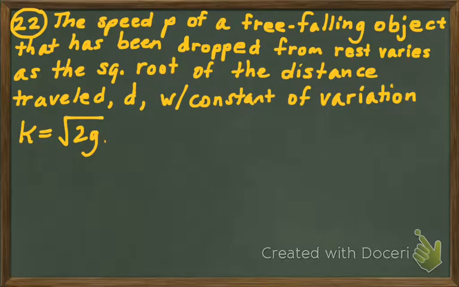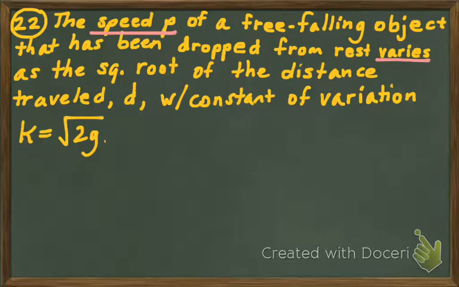Then on number 22, we are given that the speed P of a free-falling object that has been dropped from rest varies as the square root of the distance traveled d with constant of variation k equals the square root of 2g. All right, so P varies, and this, I tell you what, let's underline the significant things we're saying here. The speed varies. All right, so we want to jump over all that stuff in the middle, because to write the formula we don't even need all that.